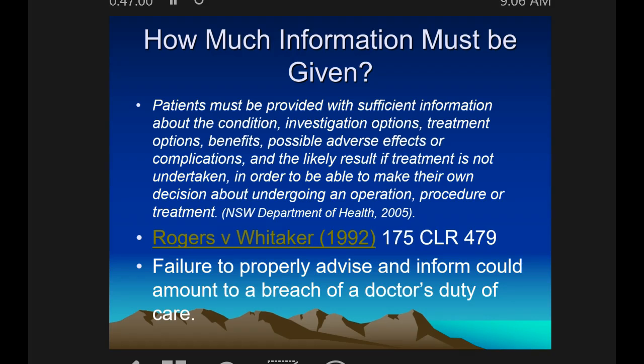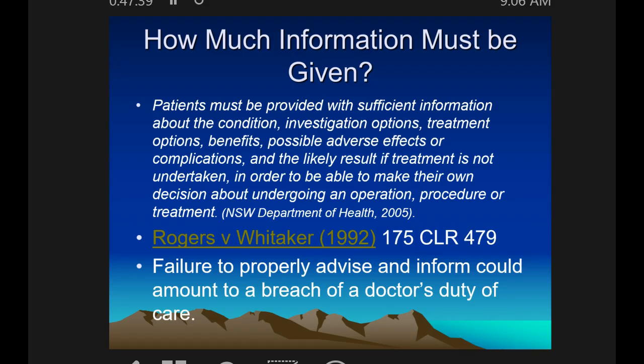And she was actually successful. She was awarded damages in excess of $800,000. It's a test case, it was a major case, and it happened back in the 80s. But it clearly illustrates, and it's the one that lawyers will refer to when we're talking about consent being fully informed, that failure to properly advise and inform could amount to a breach of a doctor's duty of care, which it did for Dr. Rogers in that case.